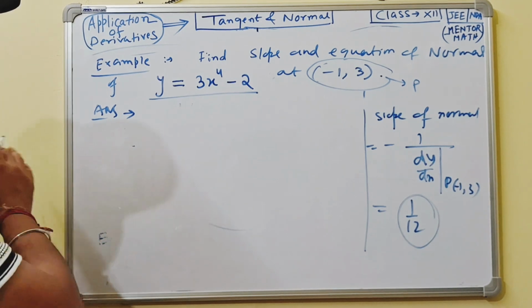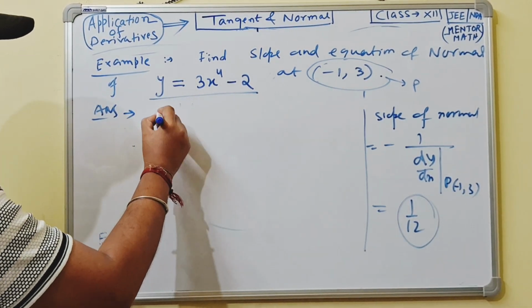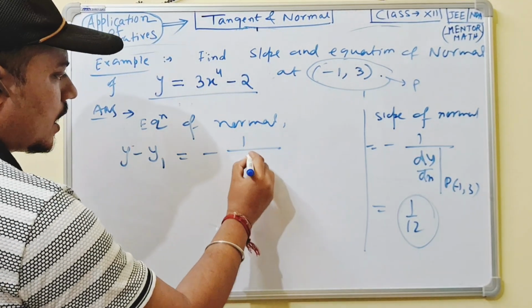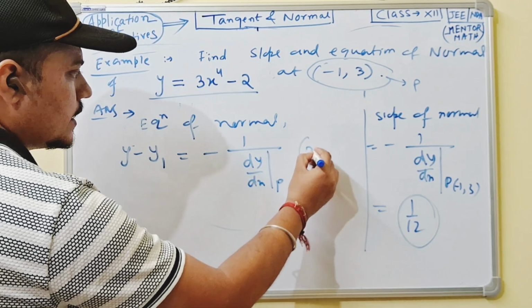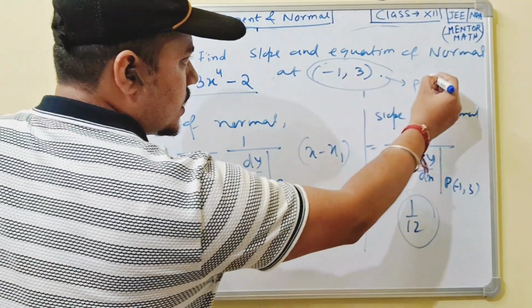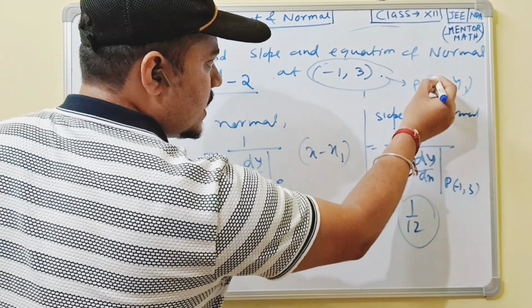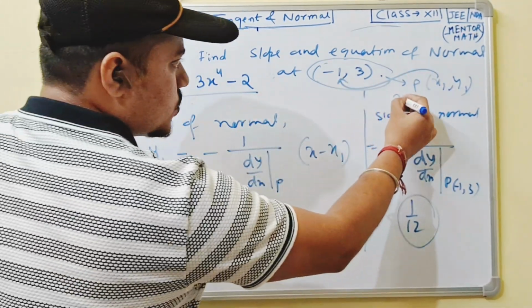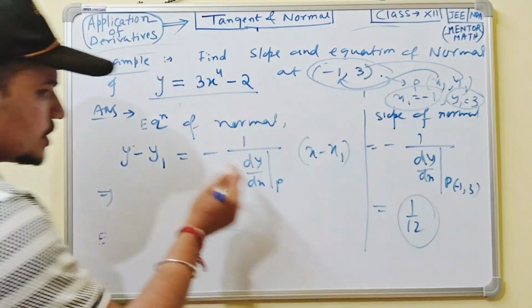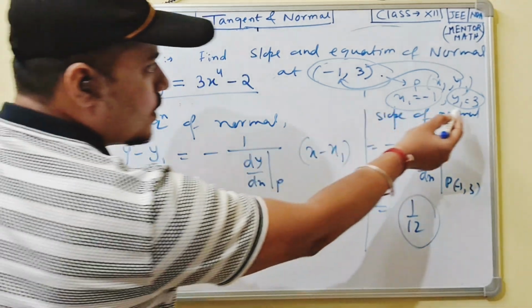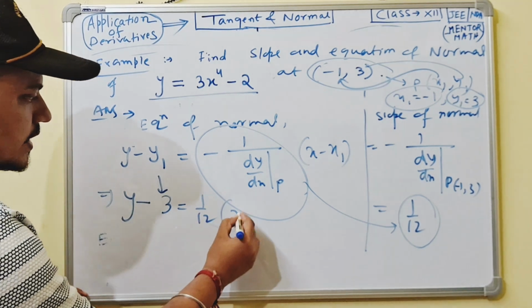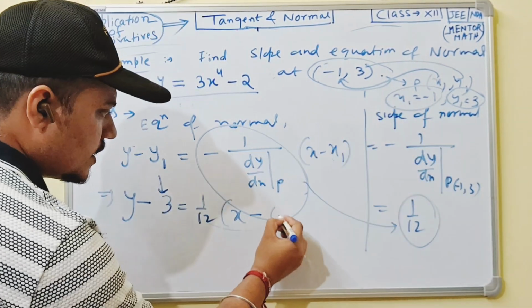Okay, next. Now you have to find the equation of normal. You know how we find the equation of the normal line: y minus y1 is equal to minus 1 by dy/dx at the particular point P, into x minus x1. Here the point of contact P is (-1, 3), that means this is (x1, y1). Here x1 is equal to -1 and y1 is equal to 3. So from that expression you can substitute: y minus y1, with y1 as 3, is equal to the slope of normal, 1 by 12, into x minus the x1 value, that is (-1), bracket close.